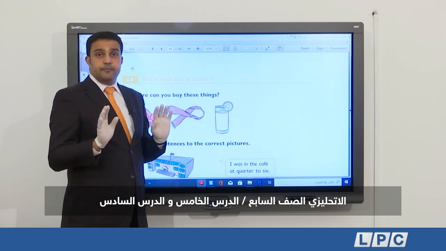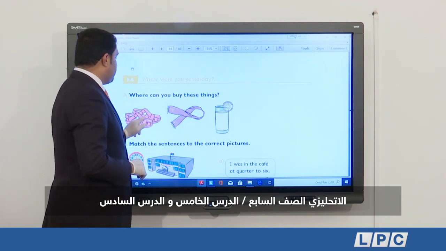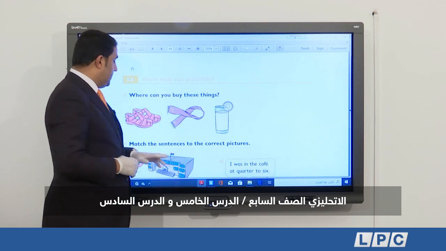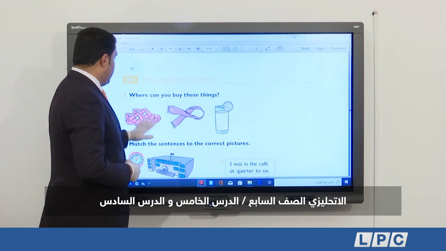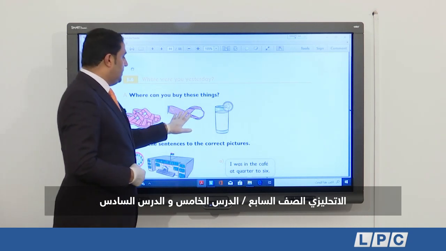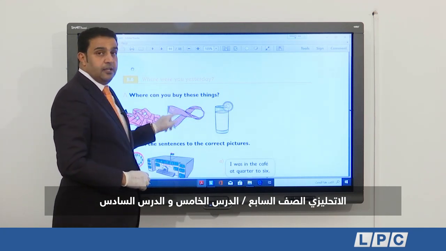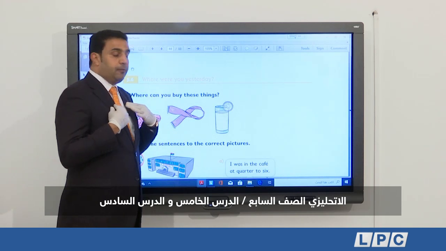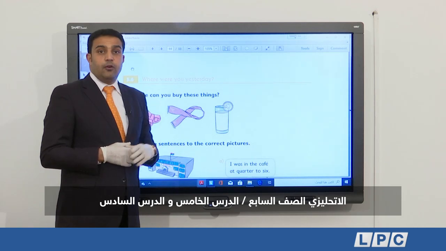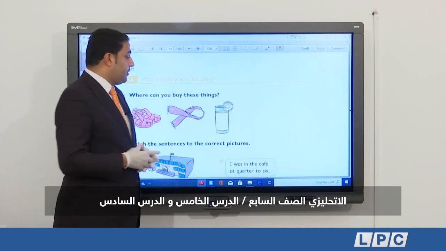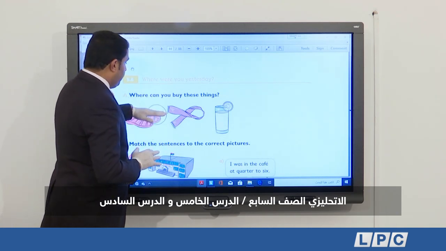From the shops. This is from the cafe. This is from the clothes shops. And this is from the shoe shops. Shoe shops, clothes shops, and cafe. Again, shoe shops. Scarf from a shoe shop? No, from the clothes shop. And lemon juice, or lemonade, from the cafe, of course. Yes, from the cafe.